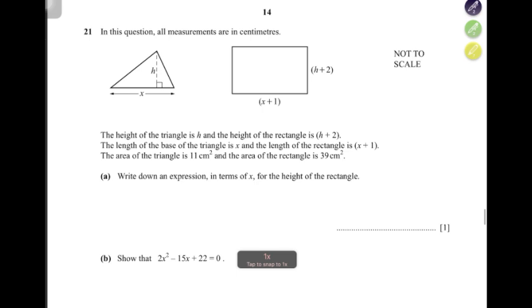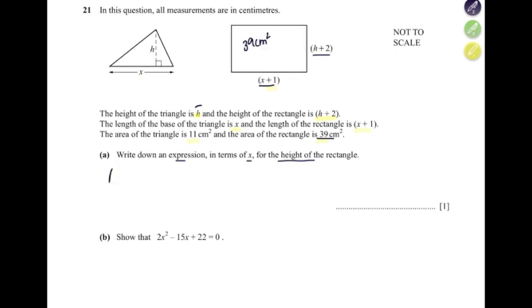Question number 21. In this question, all measurements are in centimeters. The height of the triangle is h, this letter h, and the height of the rectangle is h plus 2. The length of the base of the triangle is x, this x here, and the length of the rectangle is x plus 1 over there. The area of the triangle is 11 centimeters squared, and the area of the rectangle is 39 centimeters squared. Write an expression in terms of x for the height of the rectangle.